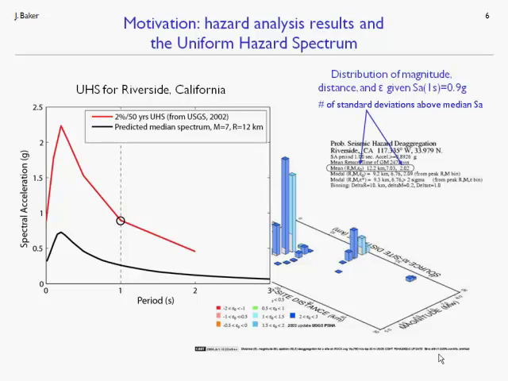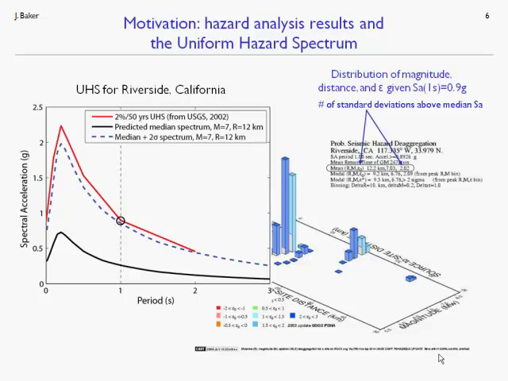And the answer comes from this third parameter back over in the deaggregation plot, indicated by the color coding of the bars. And that's the epsilon parameter. Epsilon tells us, of the ground motions with the 0.9 g amplitude, how many standard deviations larger than the median prediction these ground motion spectral accelerations are. And in this case, we have an epsilon of 2, saying that we are about 2 standard deviations larger than median predictions on average with these high amplitude ground motions.